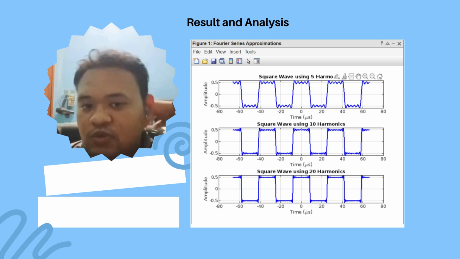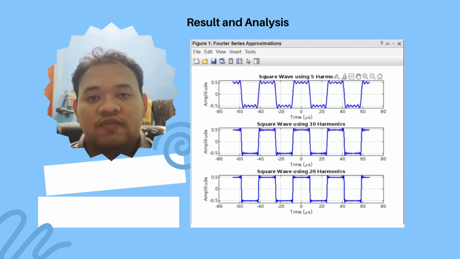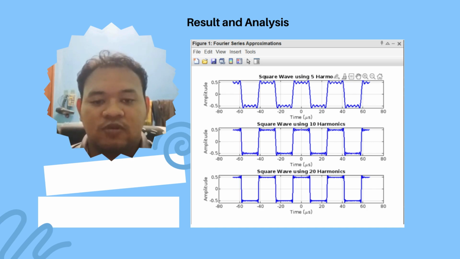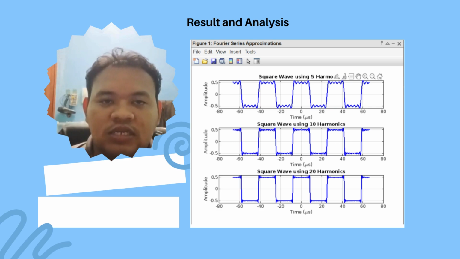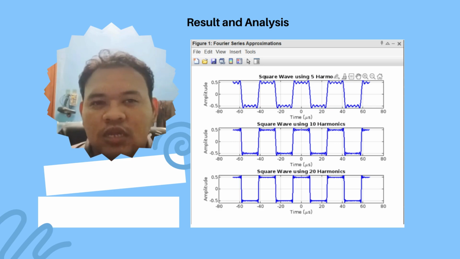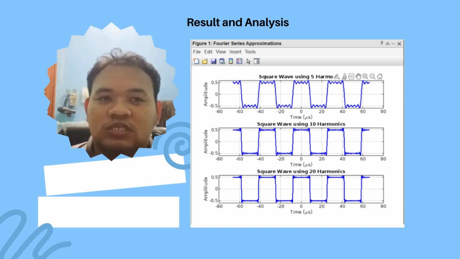Okay, so let's go with the first one. It's actually the time domain reconstruction using Fourier series. This is to show that we have successfully reconstructed the signal by using 5, 10, and 20 harmonics.